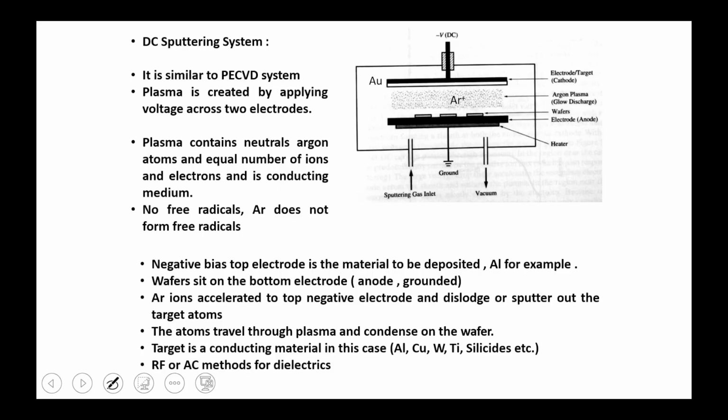So this is the DC sputtering system. It is similar to a physical evaporation CVD system. Plasma is created by applying voltage across the two electrodes. Plasma contains neutral argon atoms and an equal number of ions and electrons, and is the connecting medium. No free radicals: argon does not form any free radicals. Means no free atoms will be created from the argon. It will remain in its natural form only.